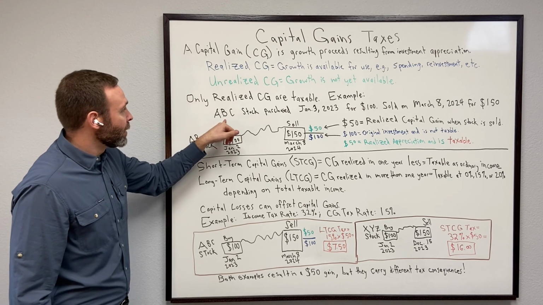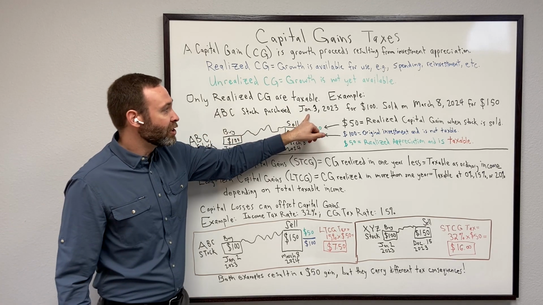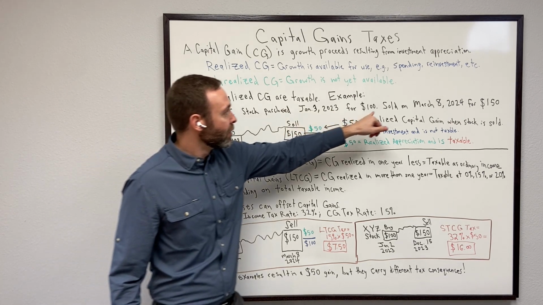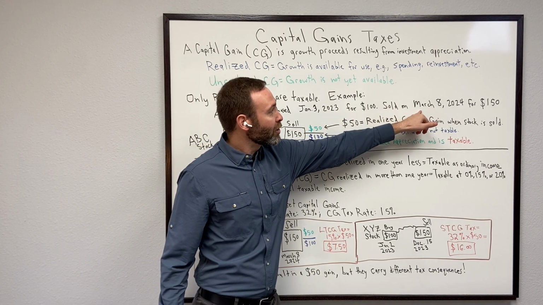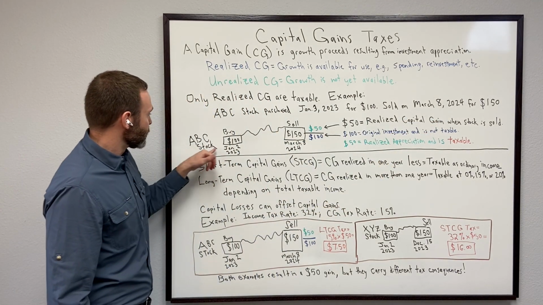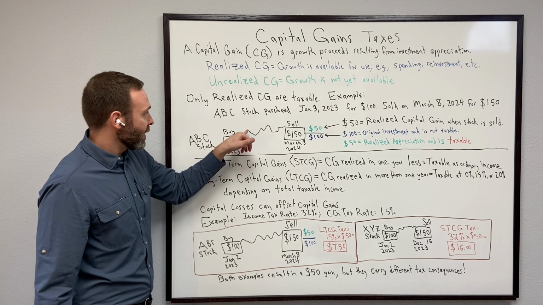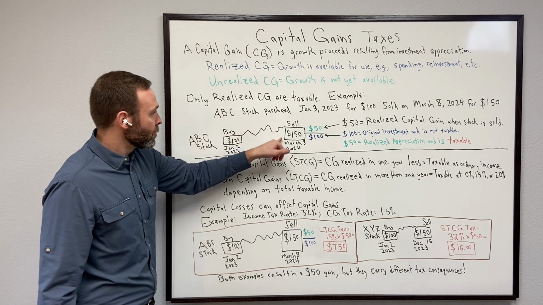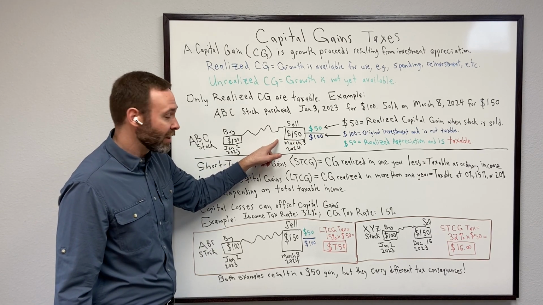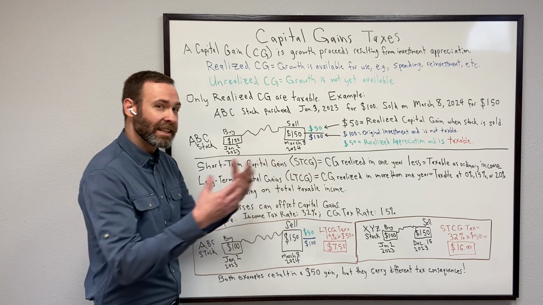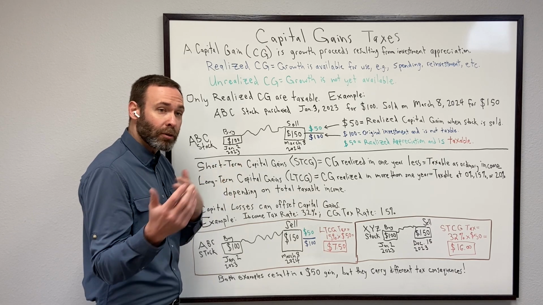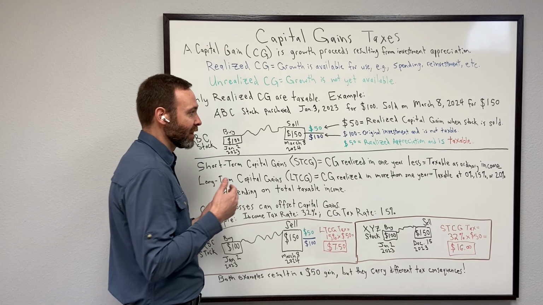Here's an example. ABC stock was purchased on January 3rd, 2023 for $100 a share. It was sold on March 8th, 2024 for $150. So it was purchased at $100 and the stock grew to $150. It is not realized until the stock is sold, because then that individual had that additional $50 to then reinvest or spend. It was available to them.